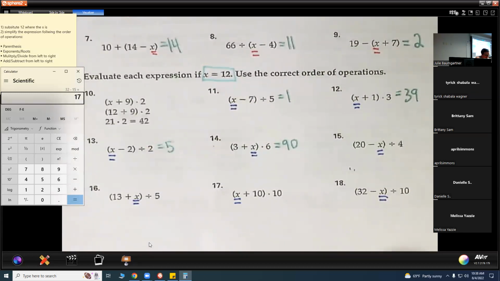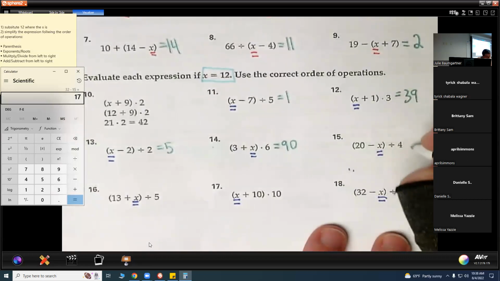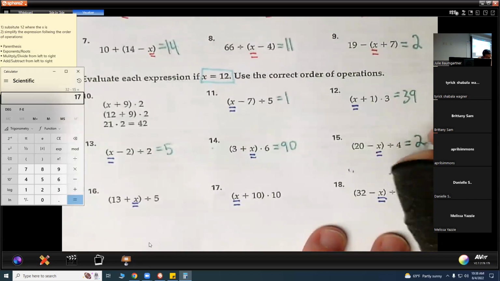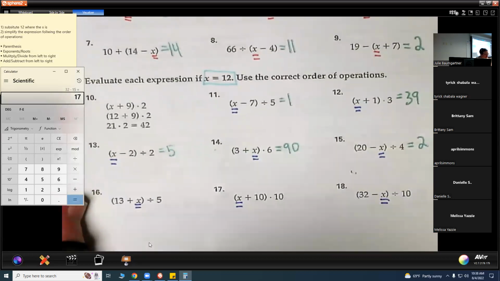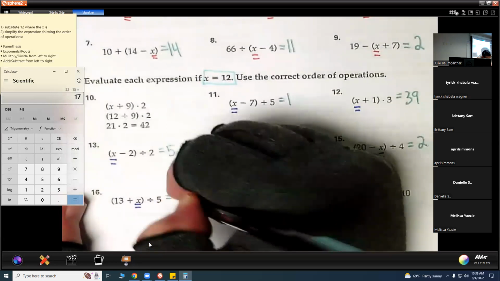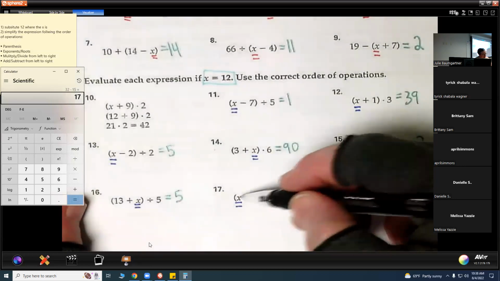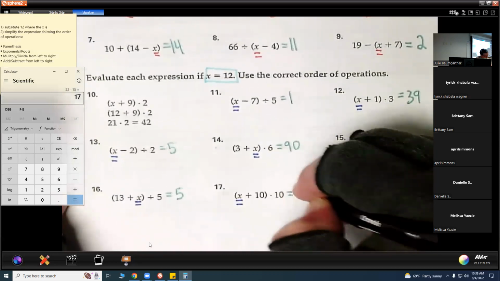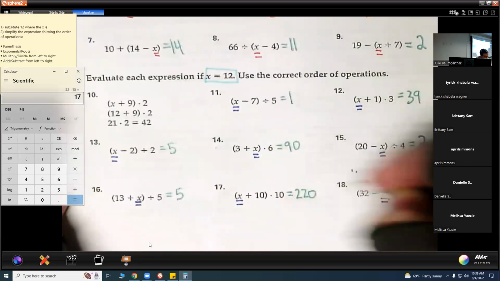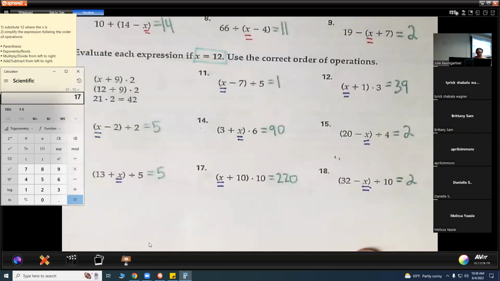All right, and then number 15, 20 minus 12 is 8. 8 divided by 4 is 2. 13 plus 12 is 25. 25 divided by 5 is 5. 12 plus 10 is 22. 22 times 10 is 220. 32 minus 12 is 20. 20 divided by 10 is 2.